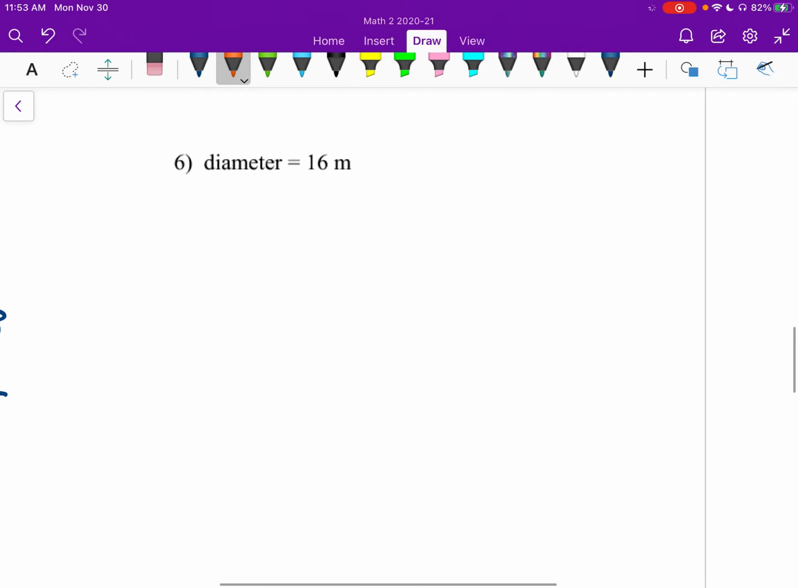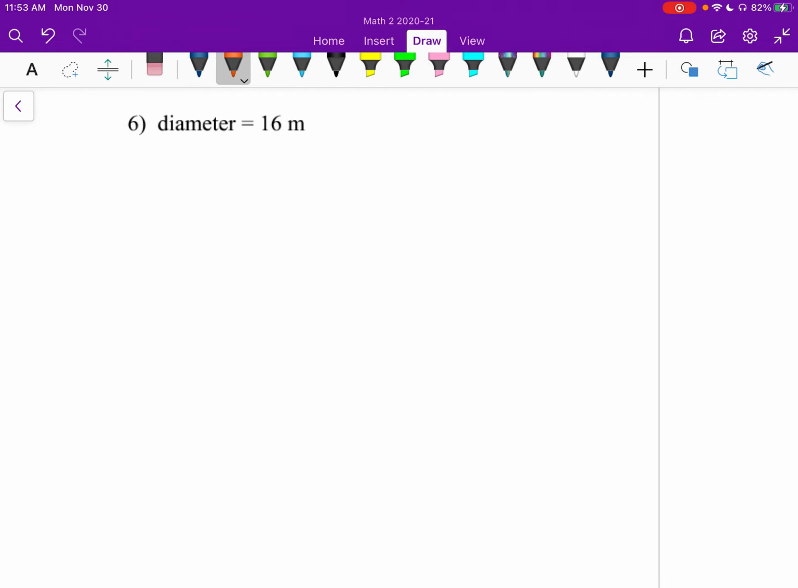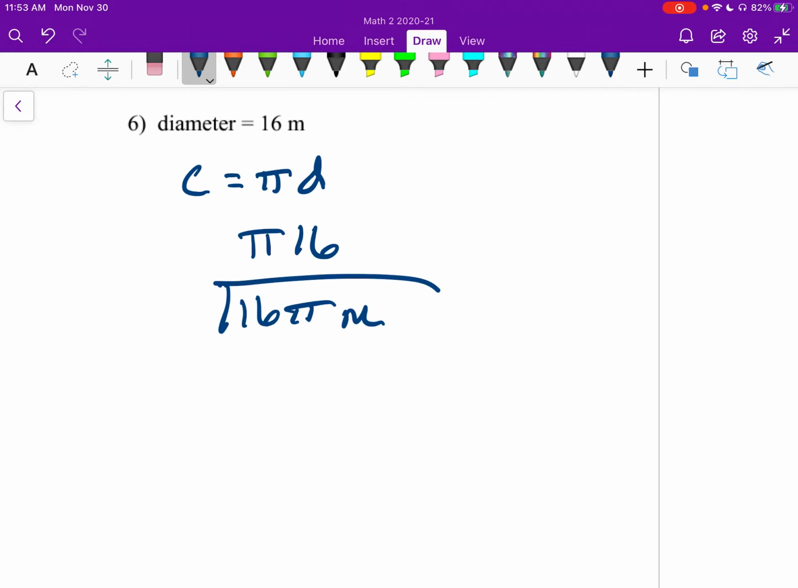All right, number 6. I'm not going to do it 2 ways. I'm just going to do it 1 way. I'm going to say circumference is pi diameter. So pi 16, 16 pi, and my units are meters.